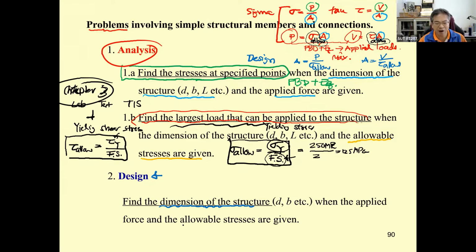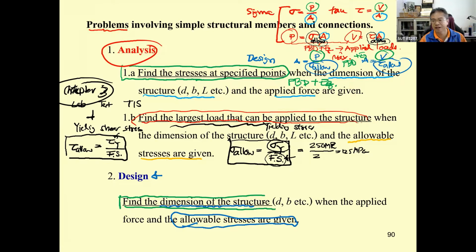By doing this, they are going to provide you the allowable stress. You know this one, you know this one. And then again, you use the free body diagram and you use the equation. You determine the V, you determine the P. By doing that, you can determine the dimension of the structure. There are three types of them, and you guys must be able to solve these three types of problems.